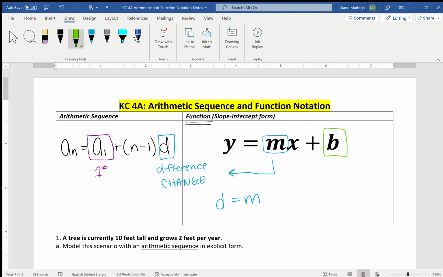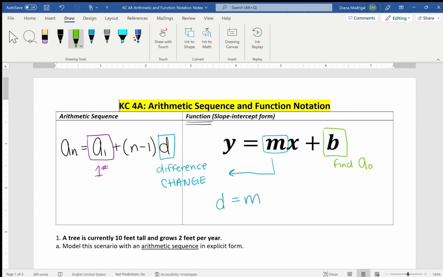Okay, B is a starting point when x is 0. Therefore, we need to find A0. A0 is going to give you the number that belongs to B. So again, A1 and A0 are not the same thing, so you should not be putting the same number for A1 and letter B. As you can see, I changed the colors. A1 is in purple because it's a different number. D and M are in blue because they're both the same. And B is in green because it's a different number.